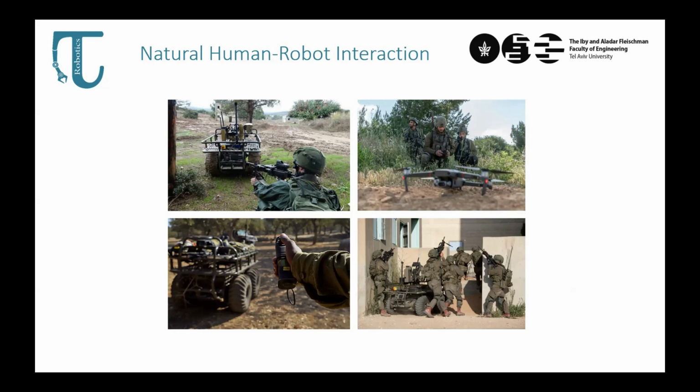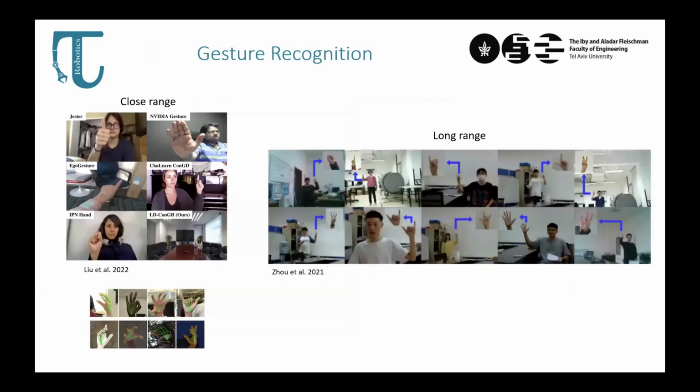But we males cannot. So this is work with Elbit, and Elbit says, okay, we want the soldier to hold the weapon and not have a remote. The idea is how to direct the robot naturally. And when we observe the literature on gesture recognition, we've seen two categories. One is close range.